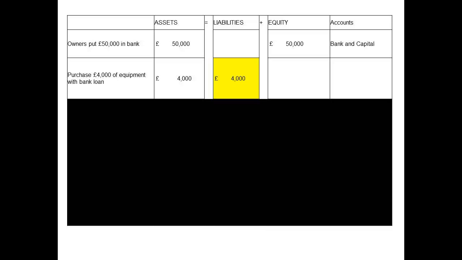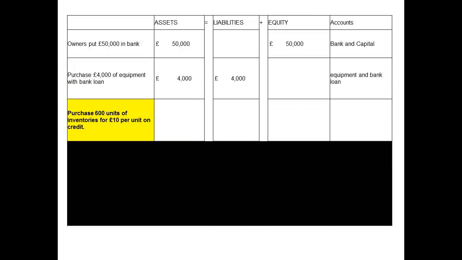Which accounts have been affected by the transaction? An account for equipment, which will be an asset account, and an account for a bank loan, which will be a liability account. To summarise, a piece of equipment was bought for £4,000 with a bank loan, the asset of equipment increased by £4,000 and liability increased by £4,000. The accounting equation was balanced.